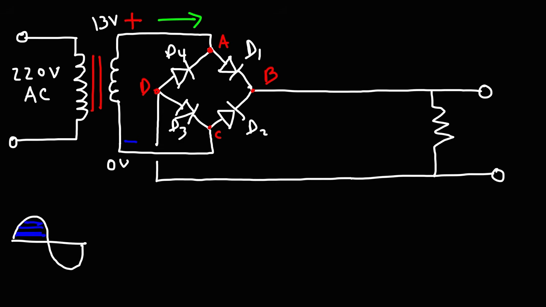Now we're dealing with conventional current, which is opposite to the direction of electron flow. Keep in mind, electrons in a circuit flow from the negative terminal to the positive terminal. But most physics textbooks will use the direction of conventional current flow.